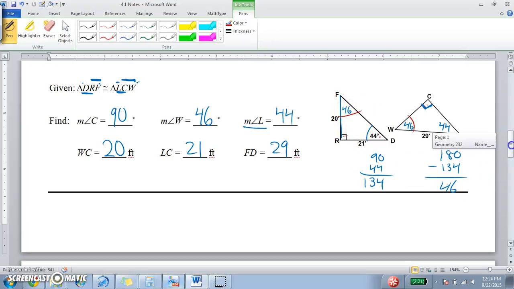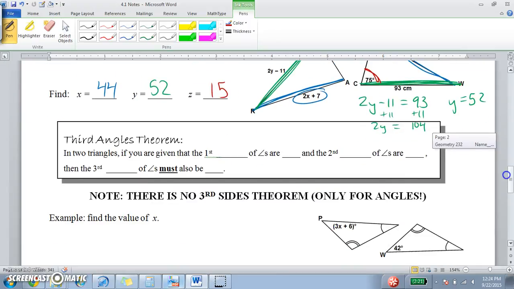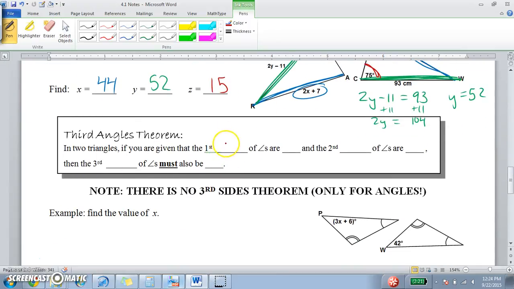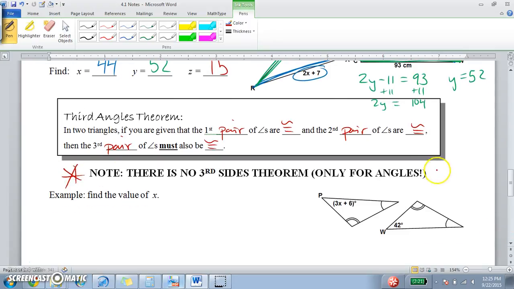this angle over here. So the third angles theorem just says, if in two triangles, the first pair of angles are congruent, the second pair are also congruent, then the third pair must also be congruent. So just by default, if you have two pairs of congruent angles in a triangle, then the third angles automatically have to be congruent. Notice that there is no third sides theorem. This is not necessarily true for the sides of a triangle. It's only true for the angles, since the angles always add up to 180 degrees for a triangle.